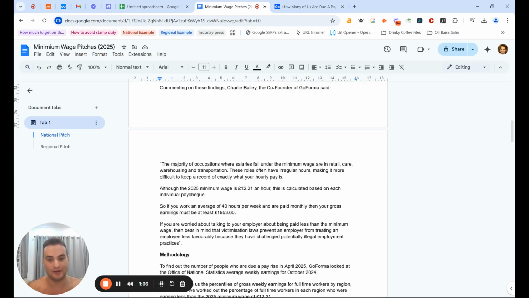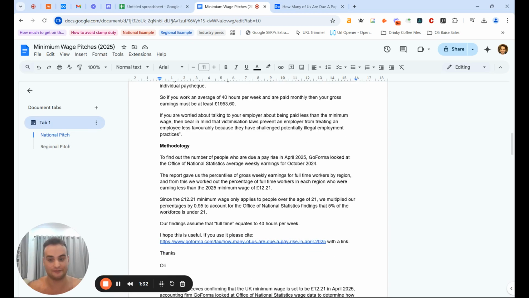Although the 2025 minimum wage is £12.21 an hour, this is calculated based on each individual paycheck. So if you work an average of 40 hours per week and are paid monthly, then your gross earnings must be at least £1,953.60. If you're worried about talking to your employer about being paid less than the minimum wage, then bear in mind that victimization laws prevent an employer from treating an employee less favorably because they've challenged potentially illegal employment practices.